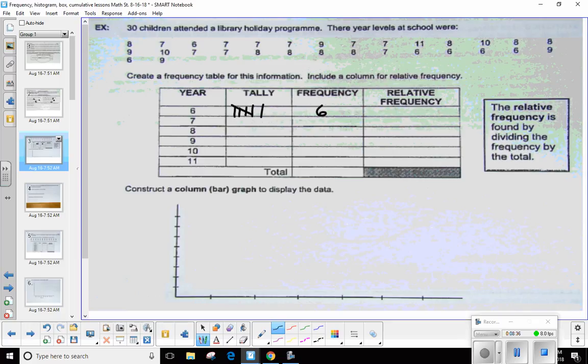How many times do you see a 7? I see 9 of those. So I'm going to have 1, 2, 3, 4, 5, 6, 7, 8, 9. And I'll tell you what, just go ahead and run down the list real fast. How many 8s do you see? What about 9s?